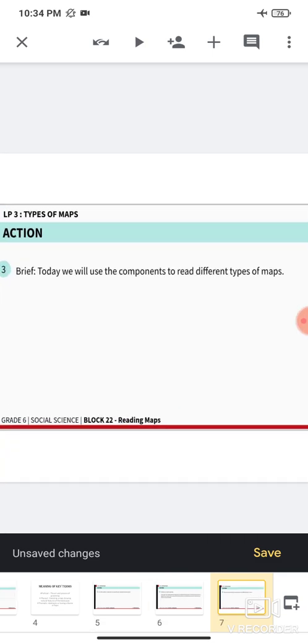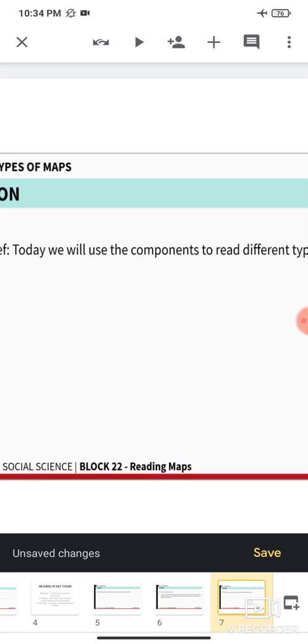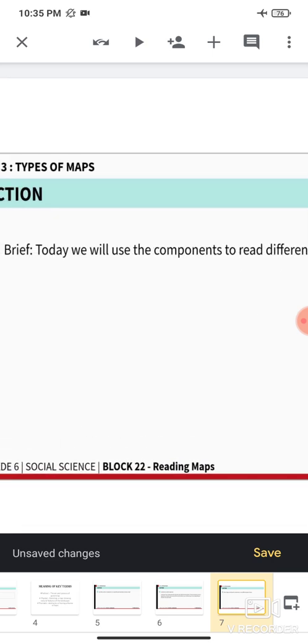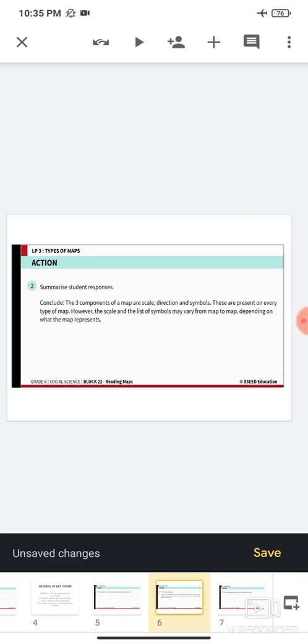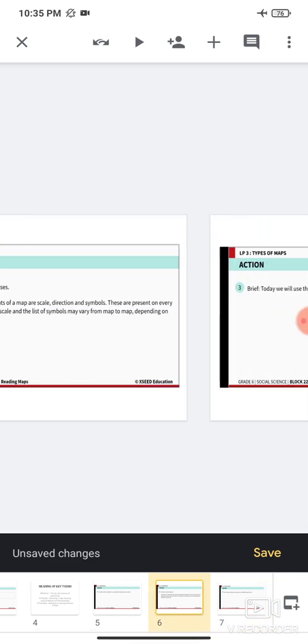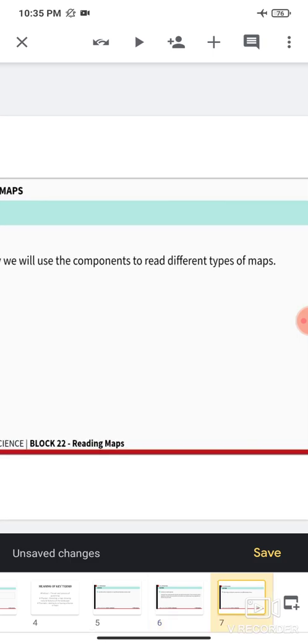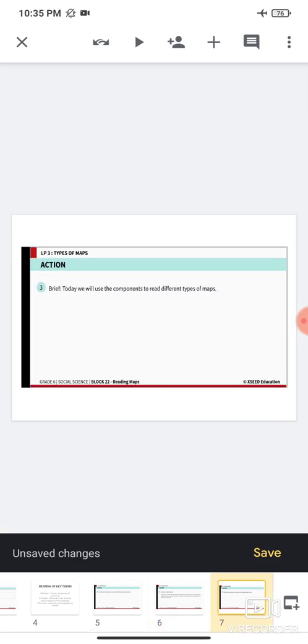Now today we will use these components. Today we'll use the three components, the direction, the scale, and the symbol, to read different types of map.